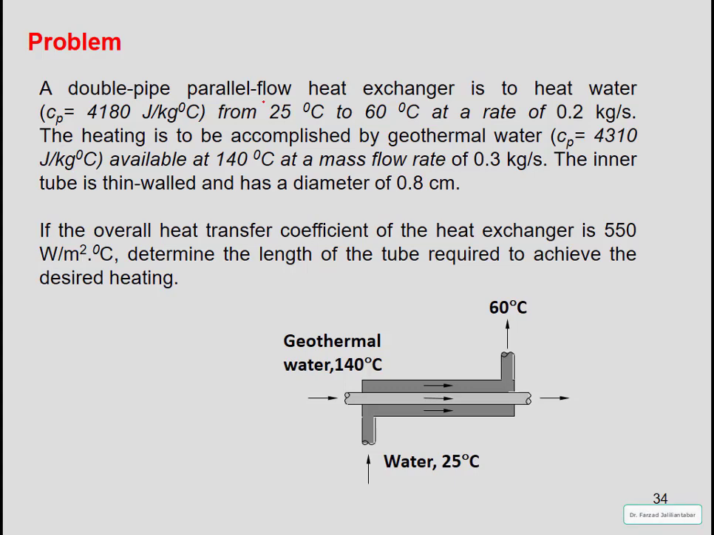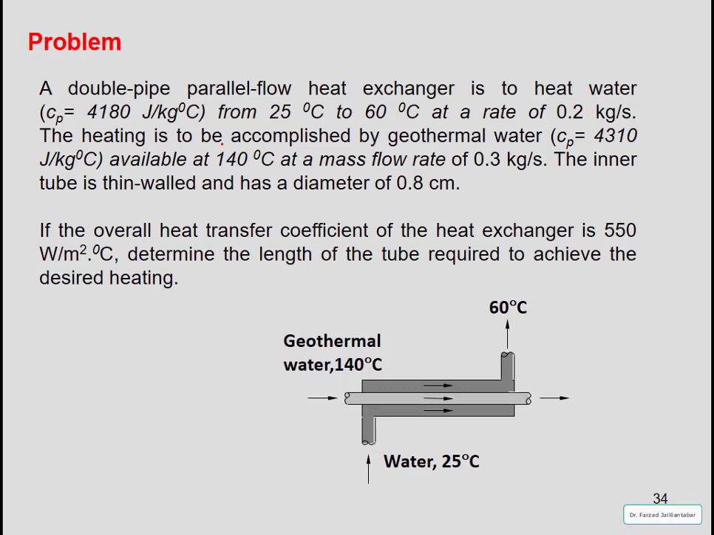A double pipe parallel flow, as you can see, it is parallel flow. A double pipe parallel flow heat exchanger is to heat water. So the cold fluid actually is the water. It is going to be heated. Its specific heat is 4180 joule per kilogram degree Celsius, and its initial temperature is 25 degrees Celsius, going to increase to 60 degrees Celsius, and also its mass flow rate is 0.2 kg per second.